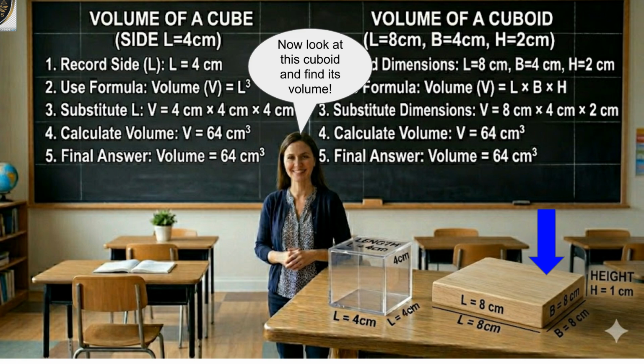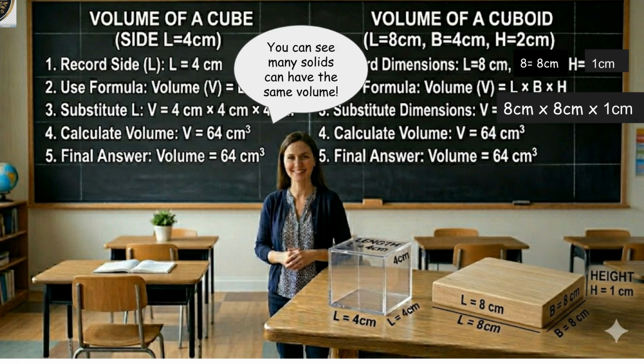Now, consider this new cuboid with a height of 1 centimeter. Find its volume using the same method. Remember to use the formula, volume equals length times breadth times height, for this new cuboid. We see the new cuboid has dimensions 8 by 8 by 1 centimeters, resulting in a volume of 64 cubic centimeters. You can see many solids can have the same volume.